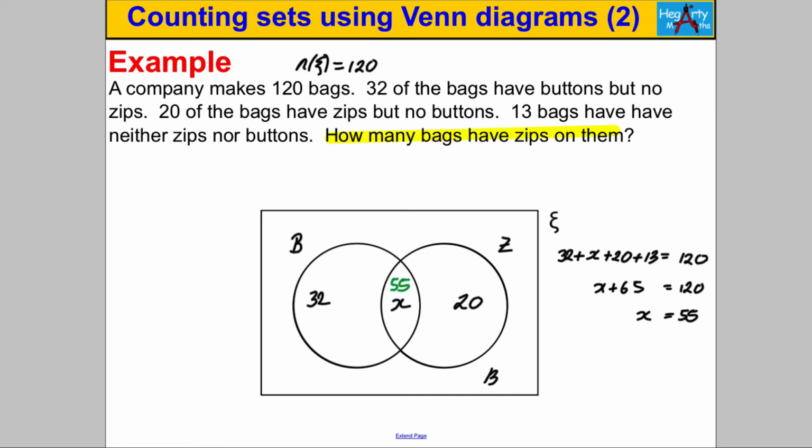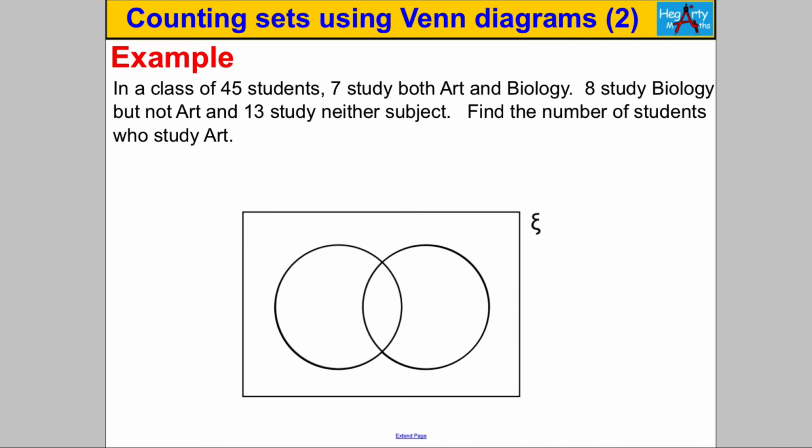Now that wasn't the question. The question is how many bags have zips on them. Remember, zips would be everything in this shaded region here. So it's the 55, add the 20, which is going to be equal to 75. So we just state 75 bags, and we're done. Okay, next one, pause the video, have a go.